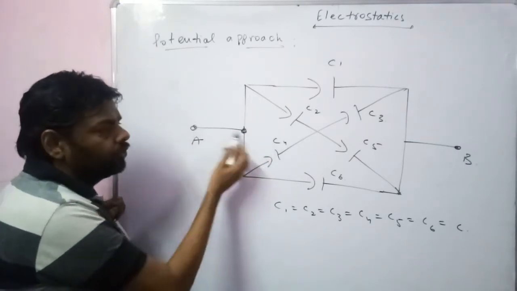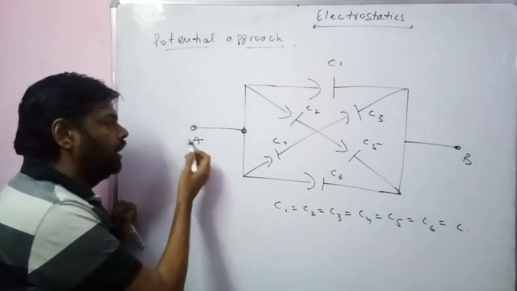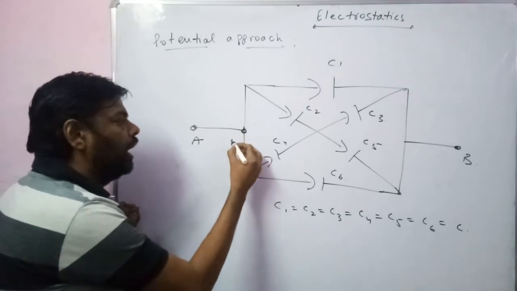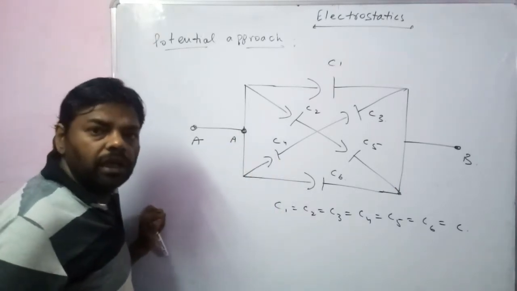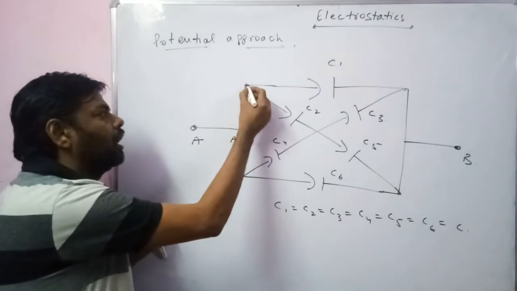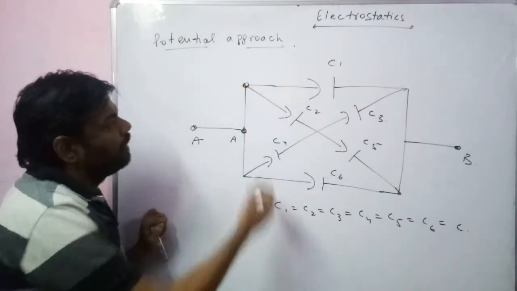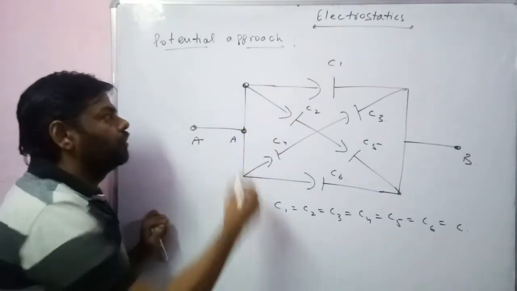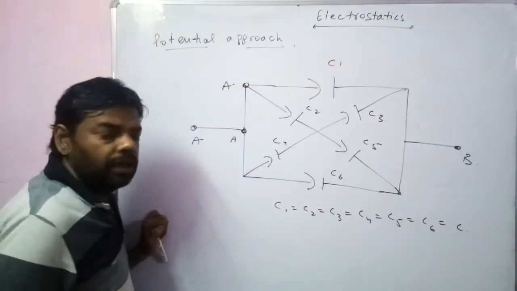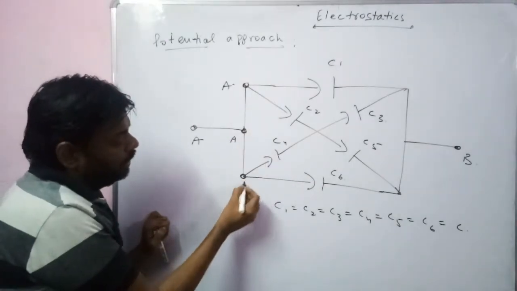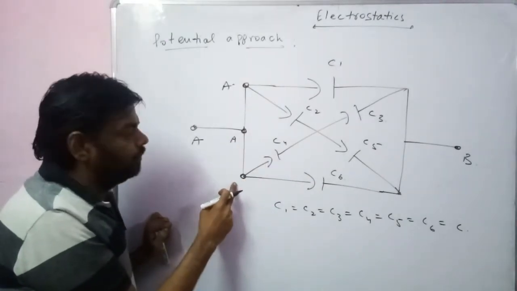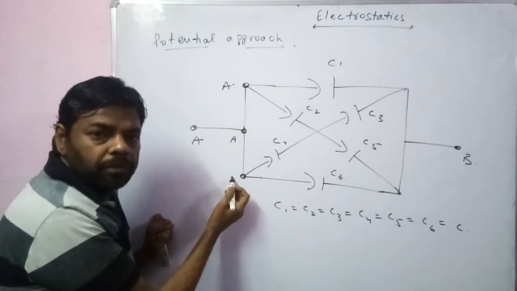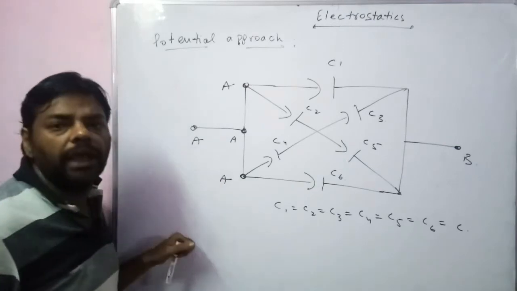Now, between these 2 points, we are having a wire. It is the terminal, say A. So, I am going to call this terminal as A. Now, again, come over this terminal. This terminal and this terminal are again connected by the wire. So, we are going to call this terminal as A. Now, again, come on to this terminal. This terminal and this terminal are again connected by a wire. So, we are going to call it again as A.